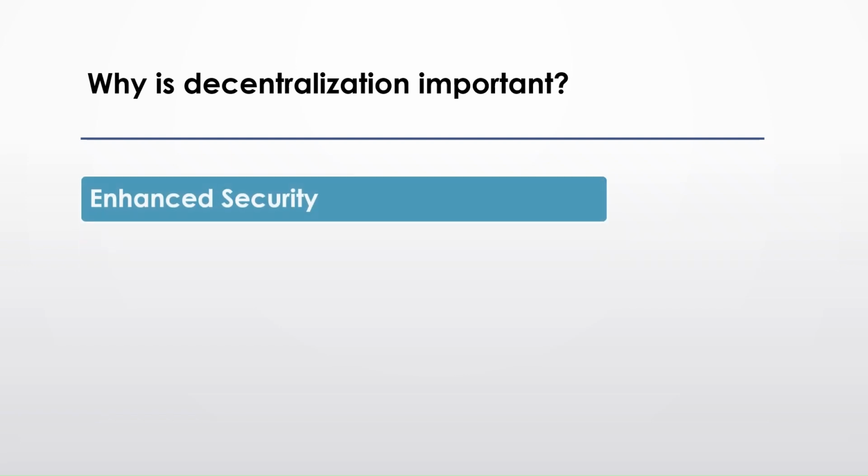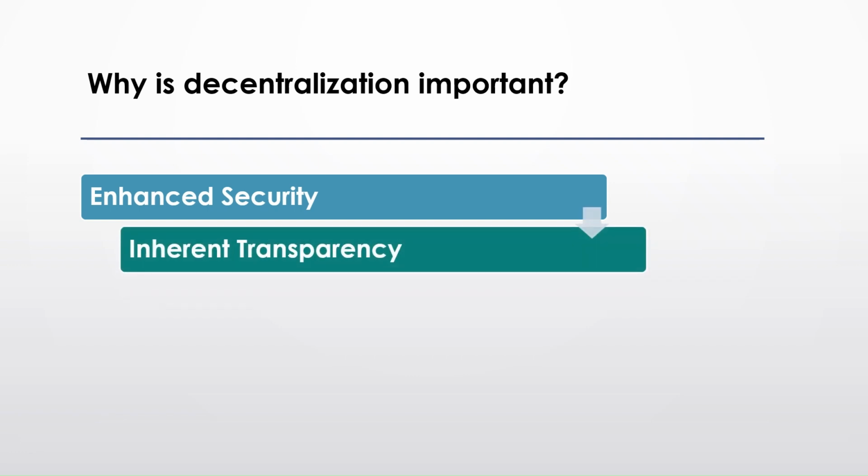First, security. In a centralized system, if the main server is hacked or goes offline, the whole system can fail. But in a decentralized network, information is stored across thousands of nodes. Even if a few are attacked, the system keeps running. This makes it much harder to bring down.